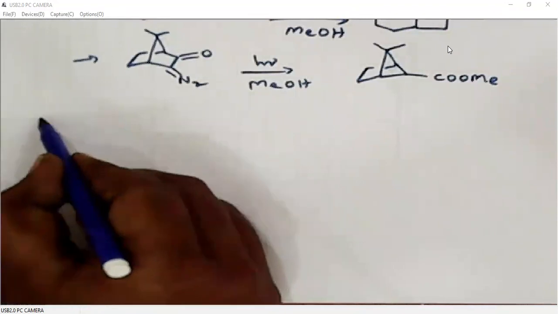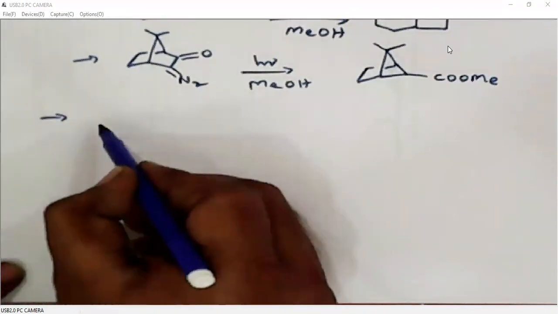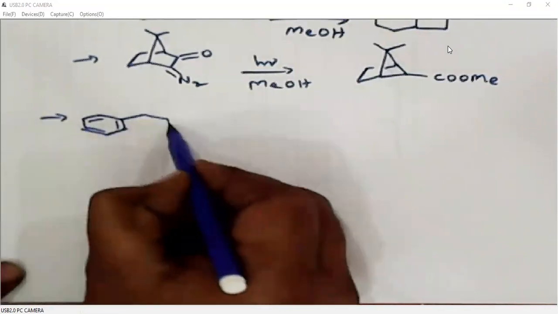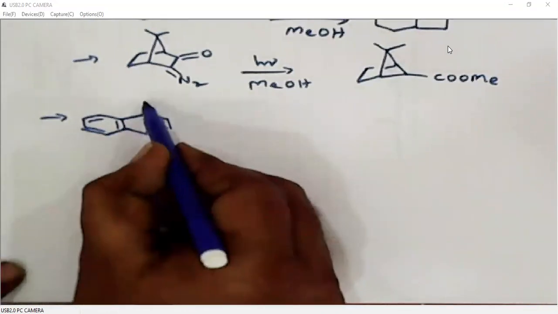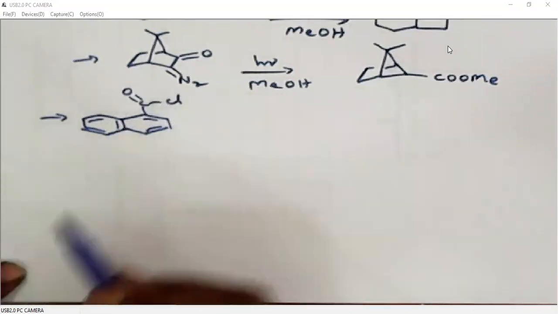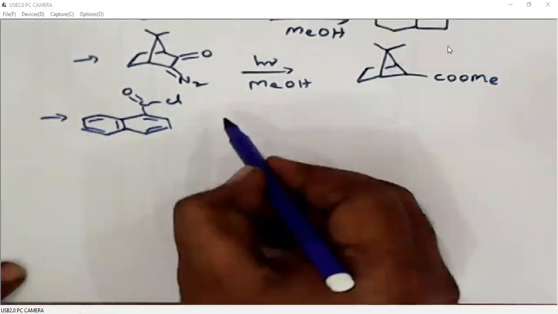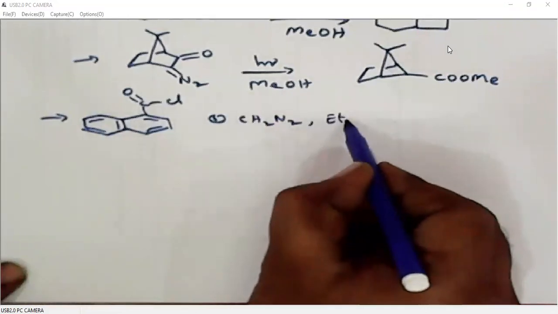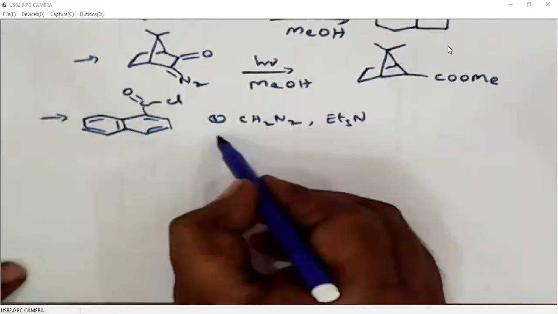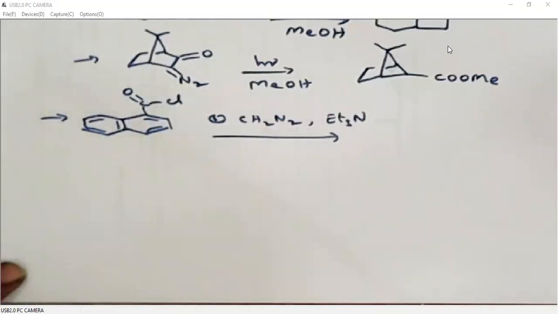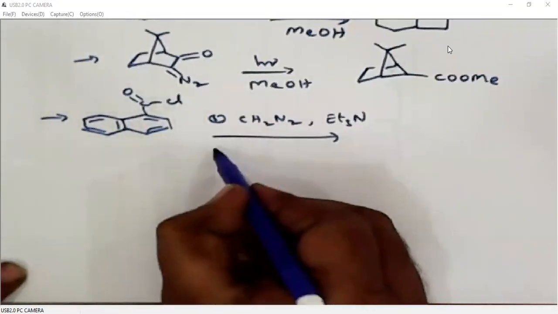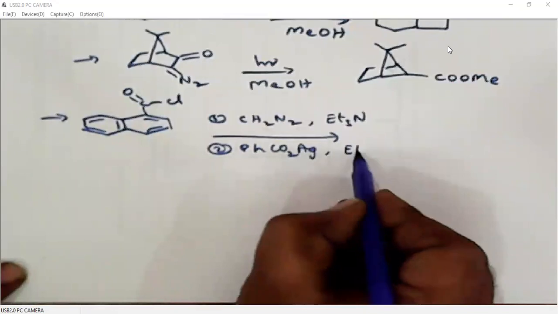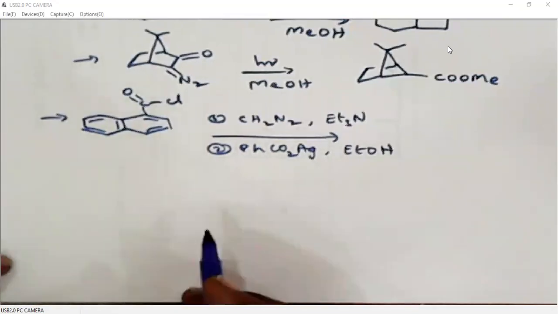Not only ring contraction, we can also have one carbon homologation, that means extension of one more carbon in Wolff rearrangement. It is possible when we treat an acid halide with diazomethane under basic conditions. So that will generate alpha diazoketone. Then we can treat this with a reagent or thermal conditions. Generally, we treat it with a reagent.